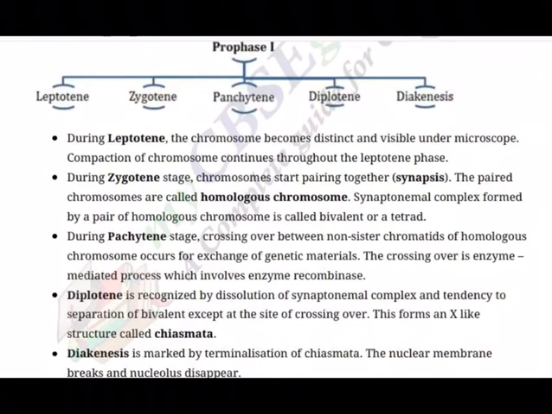So here pairing of chromosomes starts basically in zygotene, and this stage is characterized by formation of synapsis. That is, chromosomes start pairing together, and this formation of pairs of homologous chromosomes is called synapsis. And the homologous chromosomes form pairs. We call it a bivalent or sometimes a tetrad. However, they are more clearly visible in pachytene.